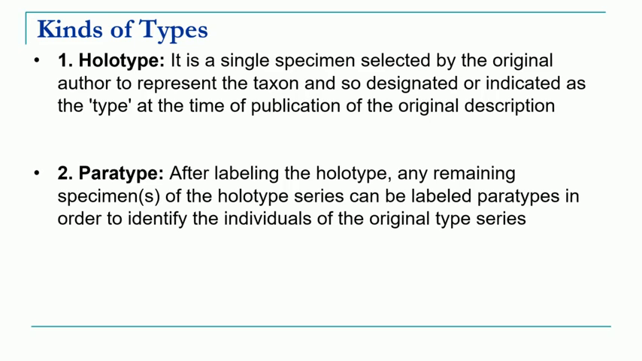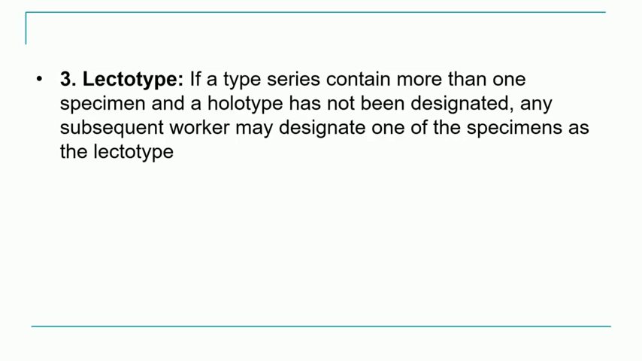So after holotype and paratype, we come to the third kind, that is called lectotype. Suppose at the time of publication the author does not designate a holotype, then later on if you have more than one specimen, that subsequent worker may designate one as the type, and that is called lectotype.